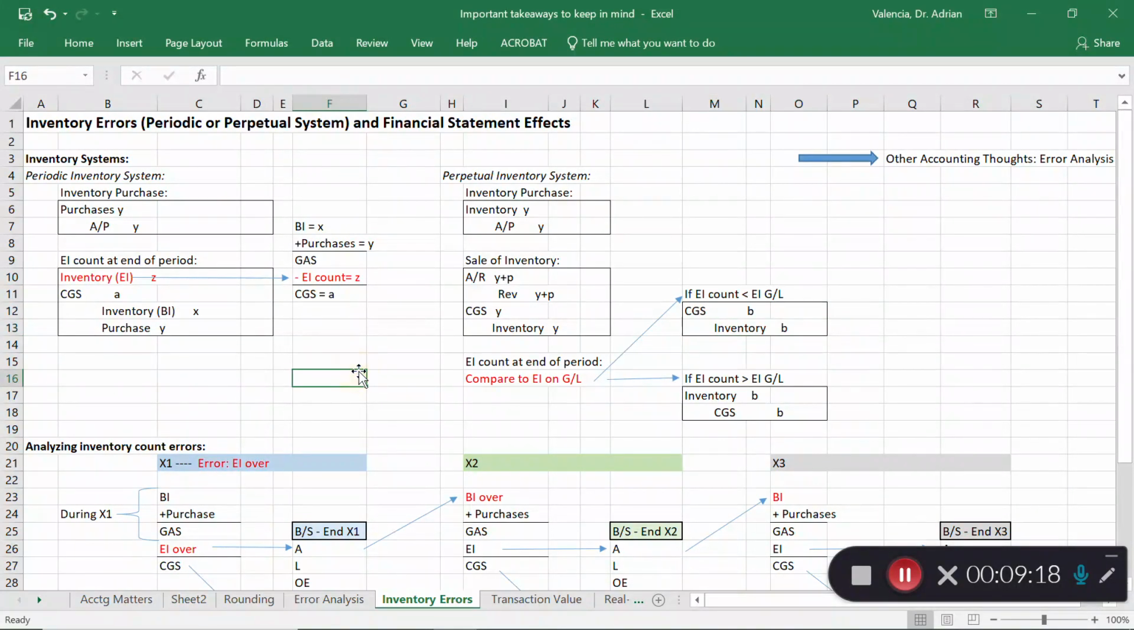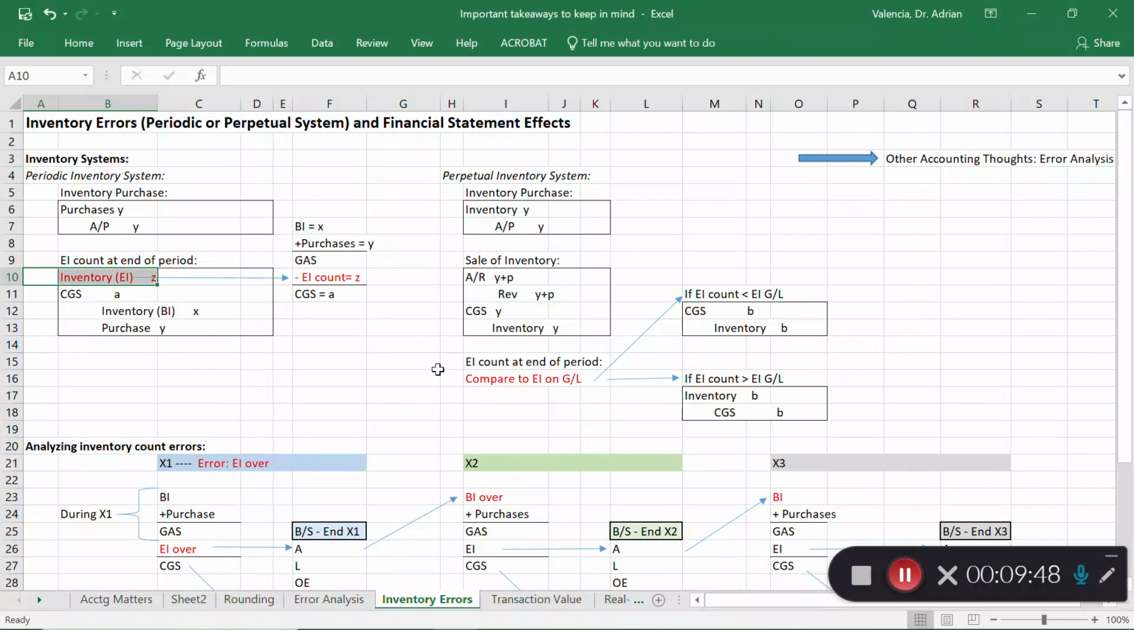Okay, so quickly, why am I telling you this? Because if I make an error along the way here on the inventory count, then that error flows to this calculation right here, meaning that if, for some reason, I overcount, then this cost of goods sold is going to be understated. If this is over, this is under, right?